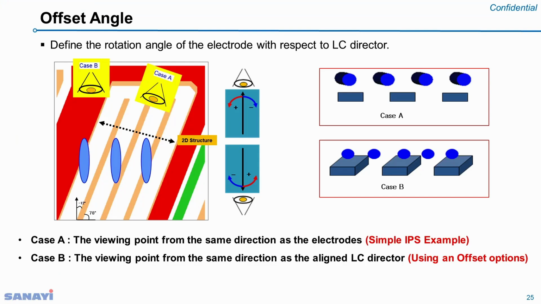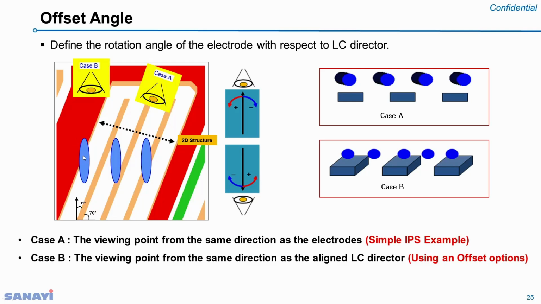It is the TechWiz LCD 2D which can generate a 2D structure. First, how did we define the rubbing condition when we generated the simple IPS example? That is case A, by assuming that the electrodes are always perpendicular to the screen. And accordingly, the rubbing angle of the LC should be set.